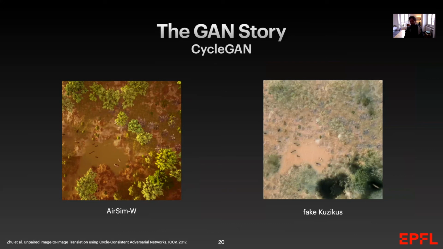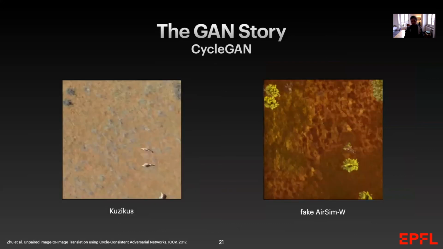So now let's have a look at what it does the other way around. From Kuzikus to AirSim, it doesn't really work. The left is the Kuzikus input, and on the right is what the CycleGAN makes out of it. On the top, you can see that the trees are still represented very well. But if you look at the animals in the bottom right, you can see that these have suddenly been converted to bushes, which is not what we want. This is not going to help the model in any way.